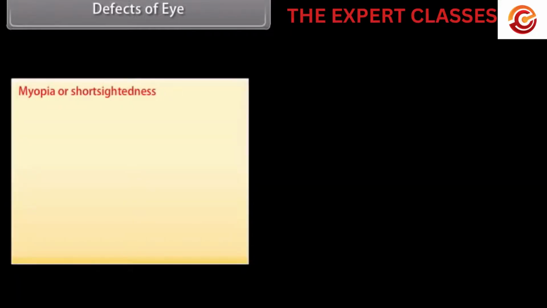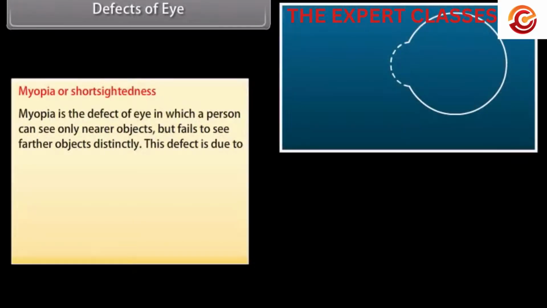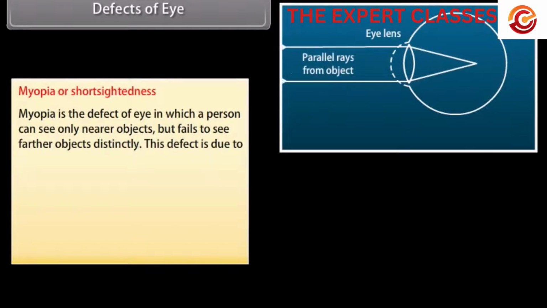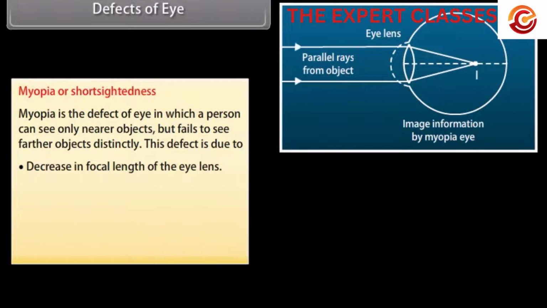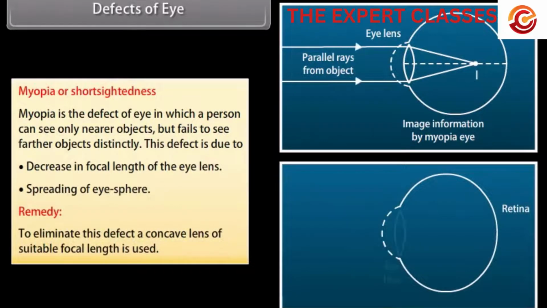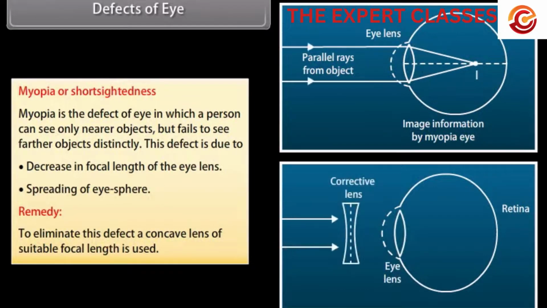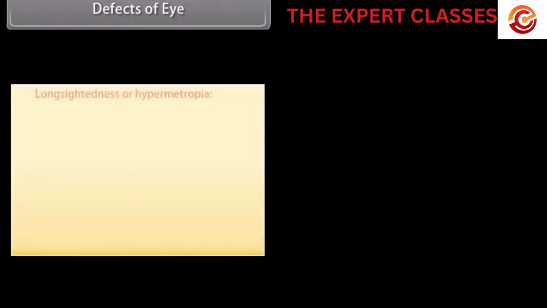Defects of the eye. Myopia or short-sightedness. Myopia is the defect of the eye in which a person can see only nearer objects but fails to see farther objects distinctly. This defect is due to 1. Decrease in focal length of the eye lens. 2. Spreading of the eye sphere. Remedy. To eliminate this defect, a concave lens of suitable focal length is used.